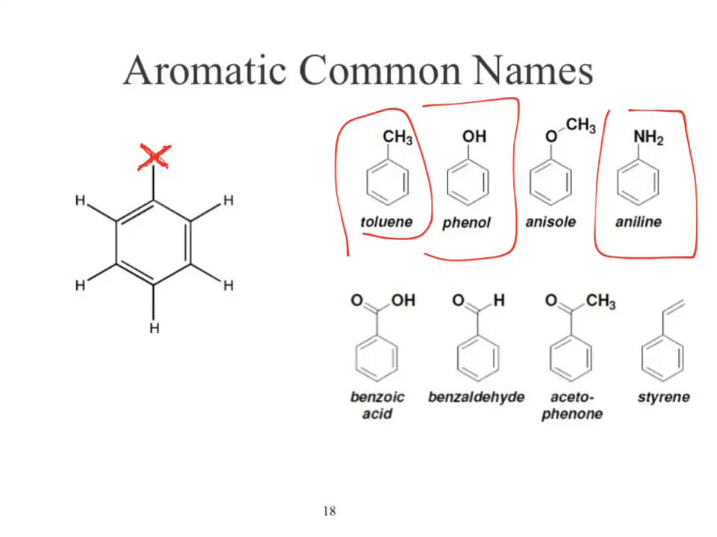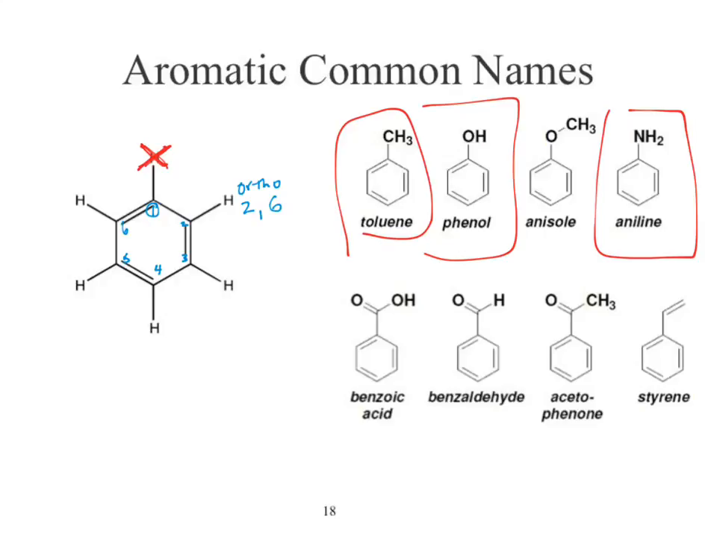Where does our numbering start? At our X, which will be our highest priority. So there's 1, 2, 3, 4, 5, and 6. Our ortho positions are 2 and 6.